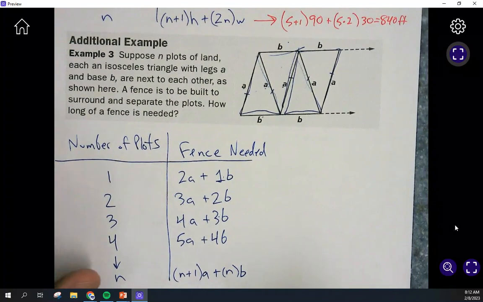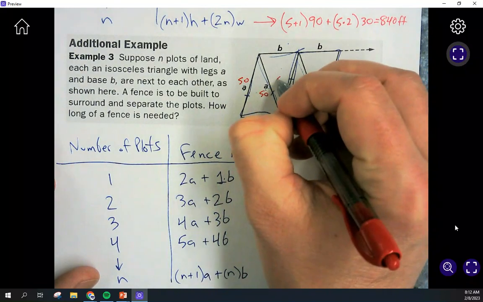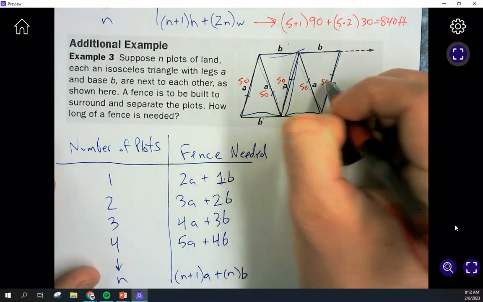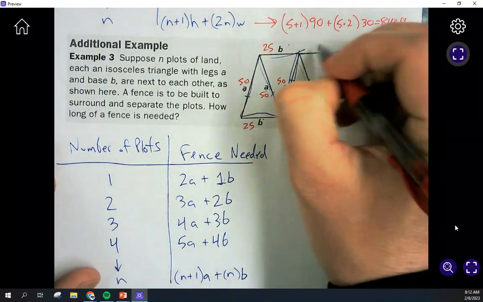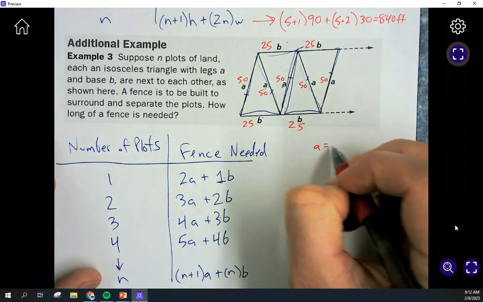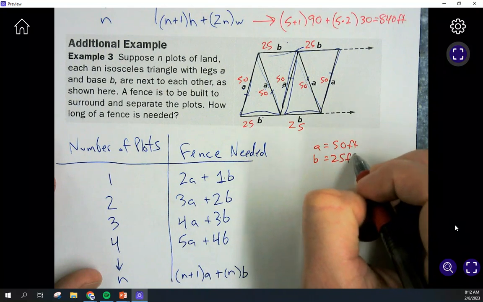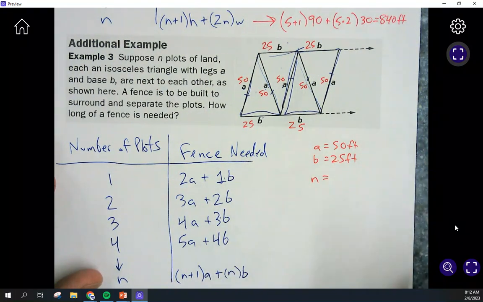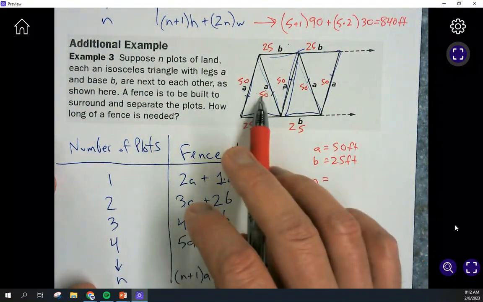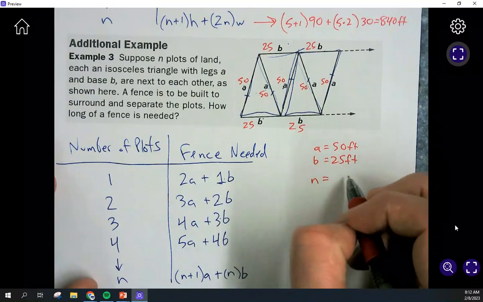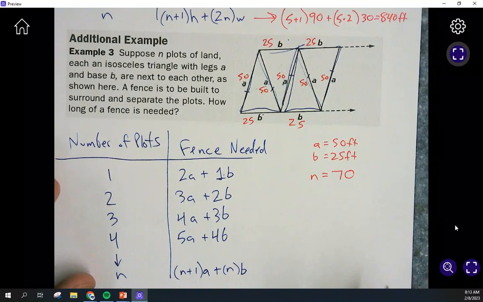So again, a quick example. Let's pretend that all of these are 50. All of these side lengths here are 50. And all of these side lengths over here are 25. So A equals 50, B equals 25. We'll just say it's feet. And let's say you had a ton of land, you're going to split it up. Let's say this was a farmer and they're building this to put animals in. Let's say you have 70 of these pens or 70 of these plots. How much fencing is going to be needed?